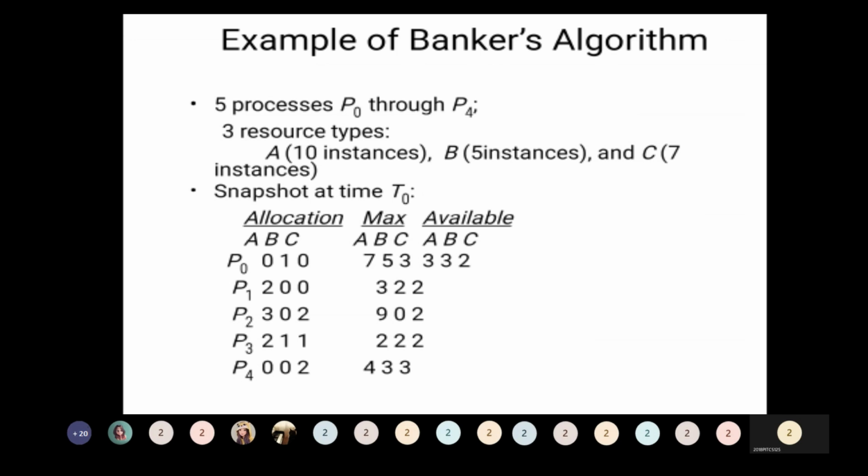It is nothing but the resource allocation state given here. The first column has the processes P0 to P4. The second column shows the allocation of the resource types A, B and C to the processes P0, P1, P2, P3 and P4. The next column shows the maximum need of that particular process for the resource types. And the last column shows the available instances of the resource types.